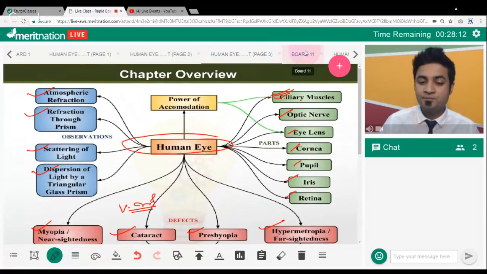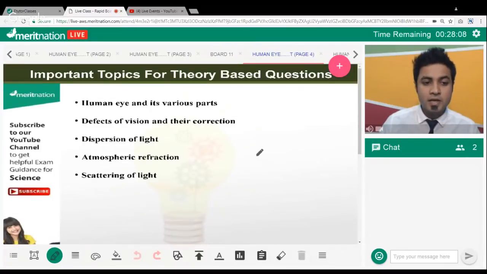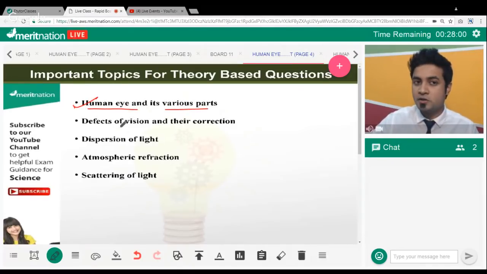Okay, now important questions based on the theoretical. Human eye and its various parts, I have already told you about this, guys, right? Defects of vision and their correction, right? In the case of myopia, how can you correct the defect? With the help of the concave lens, right? Dispersion of the light, in this the angle of deviation is important.